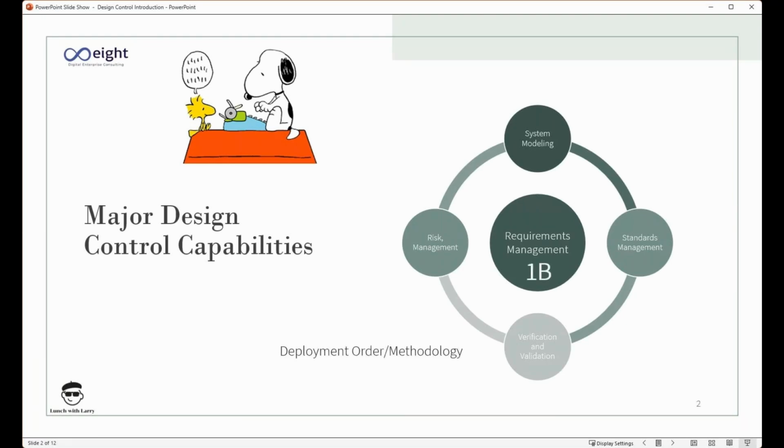The first thing I would like to talk about is this deployment order methodology. I'm going to say requirements management is sort of a 1B, and I'll explain why, but in any major system like this we really want to start by deploying the baseline data. I would argue that everything in design control pivots around requirements management. But in addition to that, we have systems modeling.